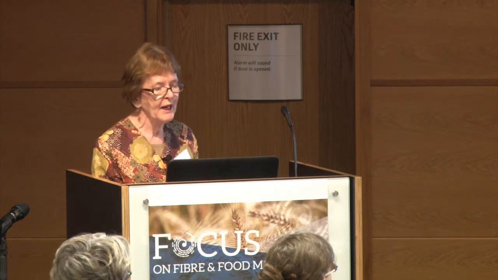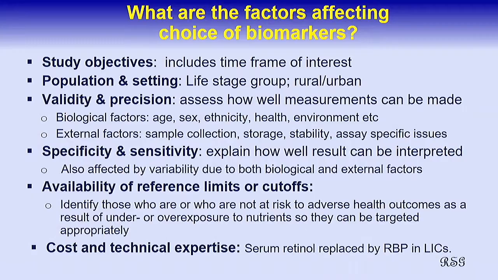So what are some of the factors that we have to consider when choosing a biomarker? I've tried to group these under 6 categories. First and foremost, of course, we have to consider our study objectives, including the time frame. Next, the population and setting. Thirdly, the validity and precision, which together measure and assess how well the measurements can be made. Fourthly, the specificity and sensitivity that address and explain how well the results can be interpreted. And we have to recognize that validity, precision, specificity, and sensitivity are all influenced by both biological and external factors.